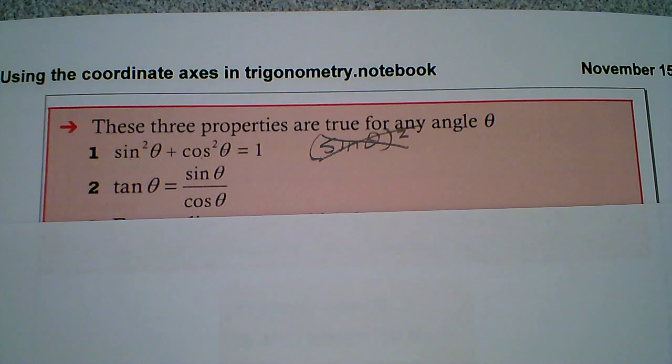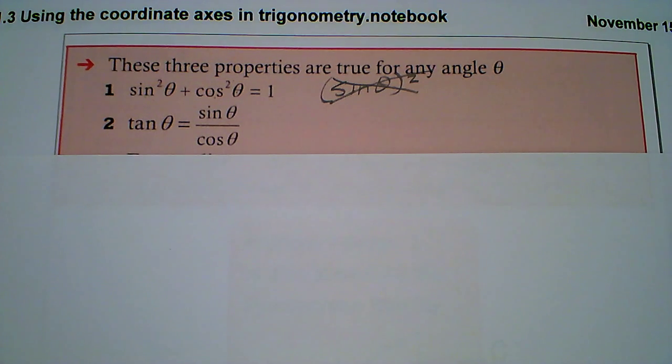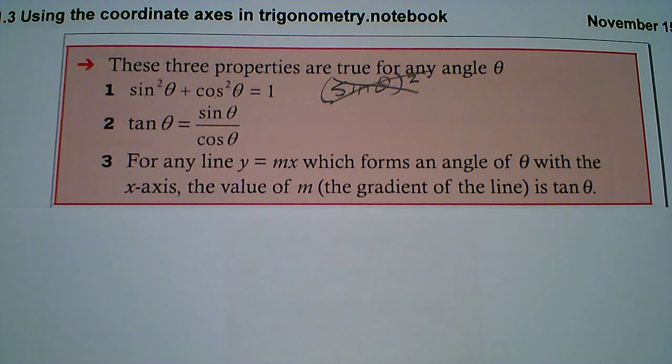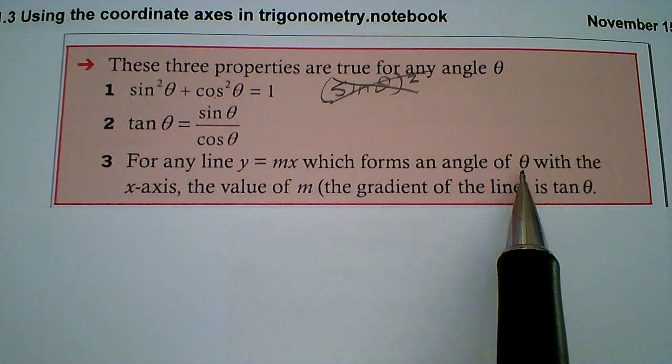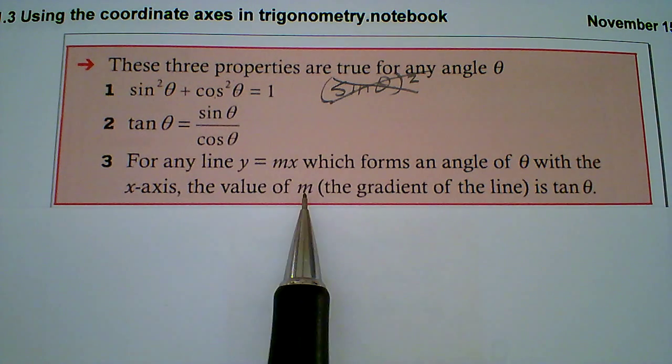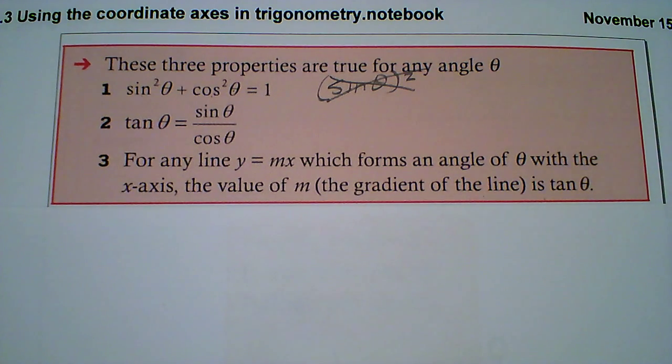All right, so the second property that's true of theta, and we talked about this before, is that the tangent of theta is equal to the sine of theta over the cosine of theta, rise over run. And the third one we also discussed before, which is for any line, y equals mx, which forms an angle of theta with the x-axis, the value of m, or the gradient of the line, is the tangent theta.